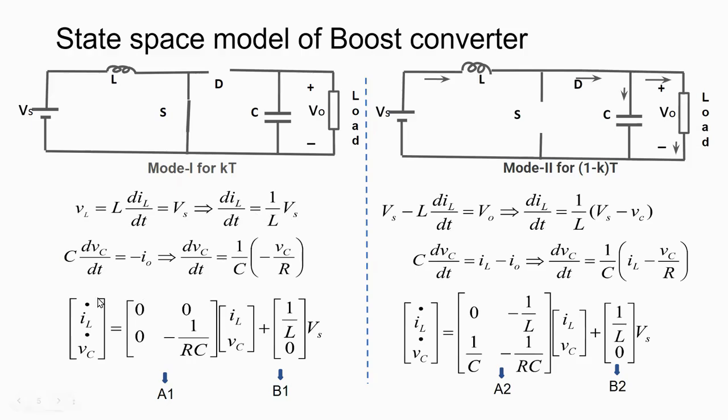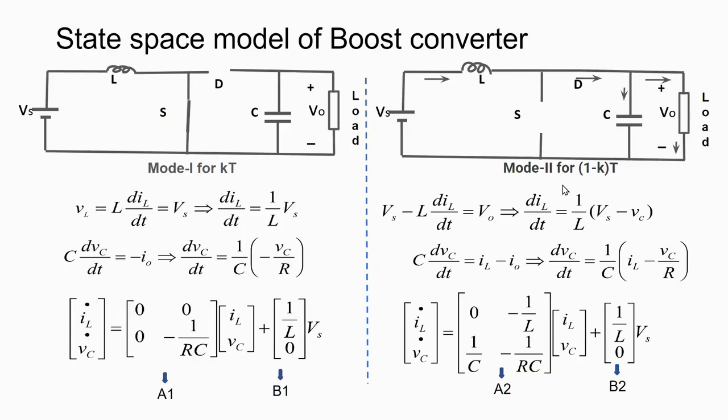Similarly, we can write for the capacitor, C into dVc by dt. By applying the nodal equation here, we can write C into dVc by dt equal to minus Io, which gives dVc by dt equal to 1 by C into minus Vc by R. So, writing the two equations dIL by dt and dVc by dt in matrix form, we get IL dot, that is nothing but dIL by dt, and Vc dot, which is nothing but dVc by dt, equal to [0, 0; 0, minus 1 by RC] [IL; Vc] plus [1 by L; 0] Vs, where this matrix is called the A1 matrix and this vector is called the B1 vector.